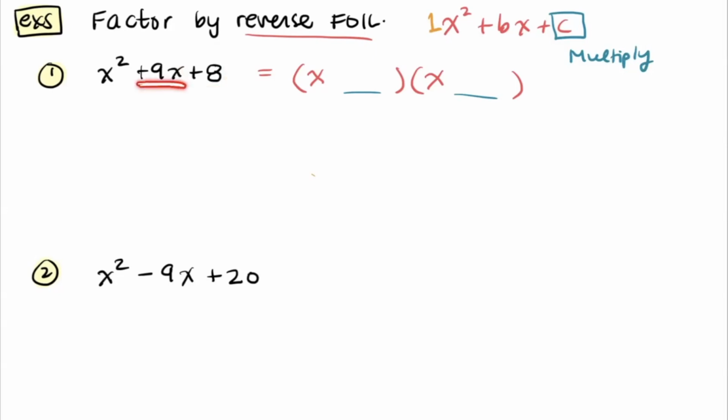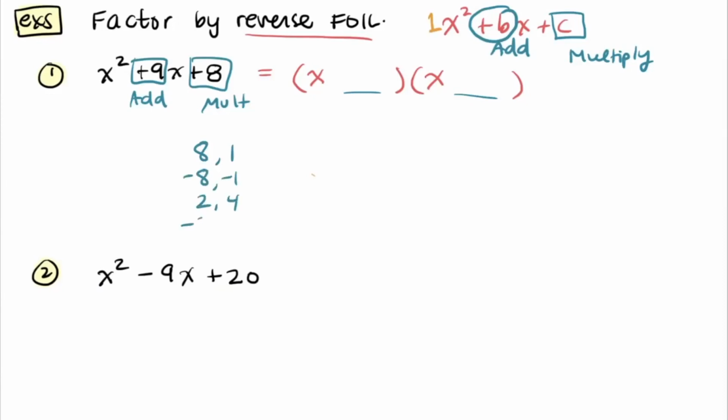And then when we combine like terms, we get the middle term from the outer and the inner, the 9x. So not only do those numbers need to multiply to positive 8, but they have to add up to the b value. So we need two things that multiply to 8 and add up to 9. And it's easiest to start with numbers that multiply to the thing that you've got. So we've got 8 and 1, -8 and -1, 2 and 4, -2 and -4. And the only two of these that will add to 9 is positive 8 and positive 1.